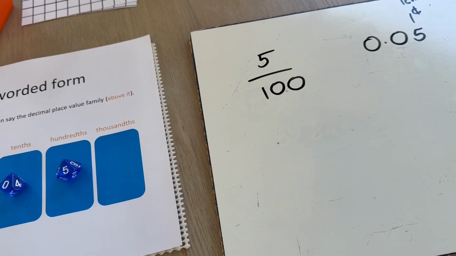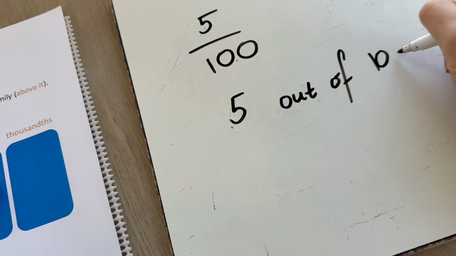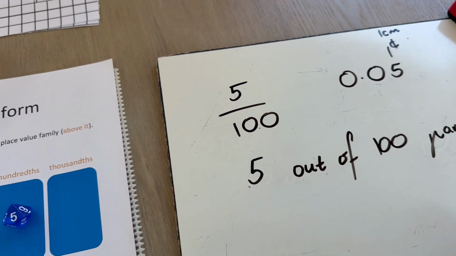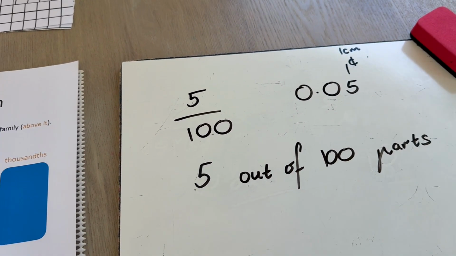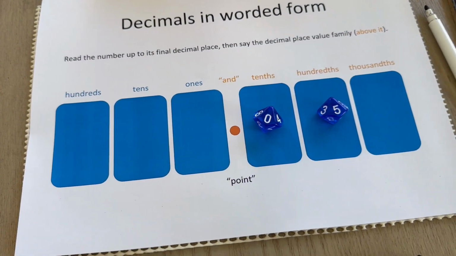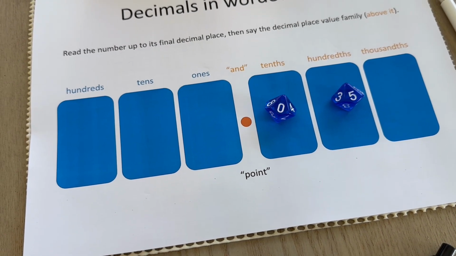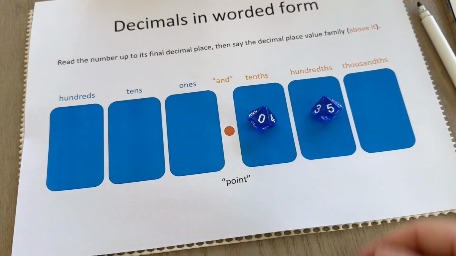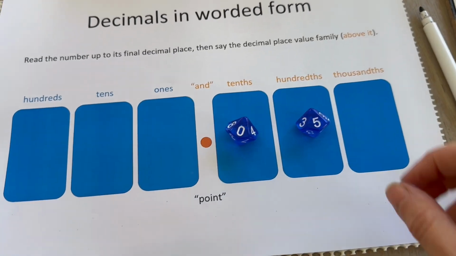So that's, I guess, the way to establish it, 5 out of 100 parts of whatever the whole is. It can be nice to use the whole as a meter or a dollar most of the time, but you do want them to be flexible in terms of the whole might be something else. All right, and so then you can also teach them to read it more formally in proper worded form, or official mathematical worded form, as it is 0 ones or 0 wholes and 5 hundredths. So they literally just read the name at the top of the place value column that it's sitting in.